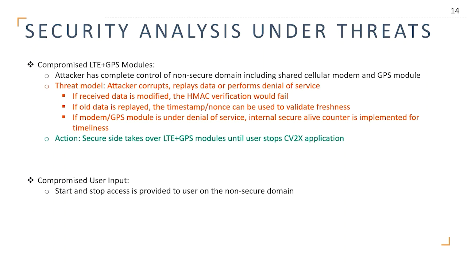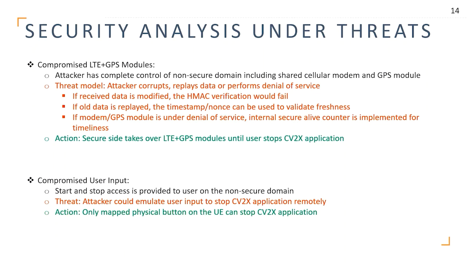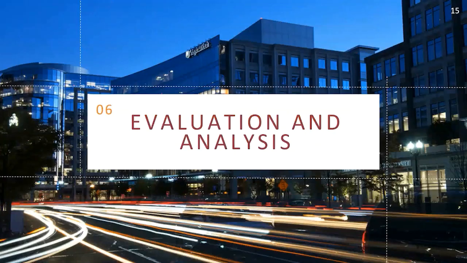One other attacker scenario not discussed in the threat model would be the possibility of compromised user input to stop the CV2X application. However, the mitigation strategy is very simple. Only general purpose input-output connected to physical buttons on the UE, which the user has access to but not the attacker, could be programmed to stop the CV2X application.